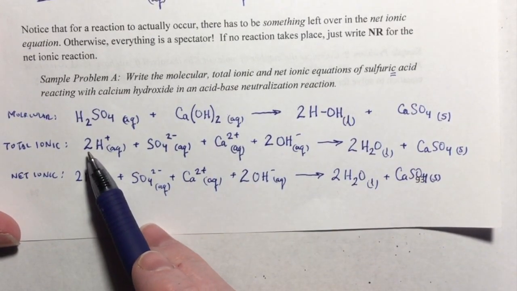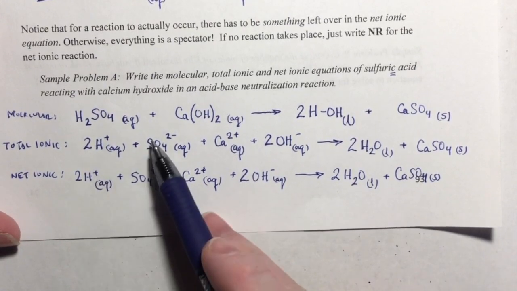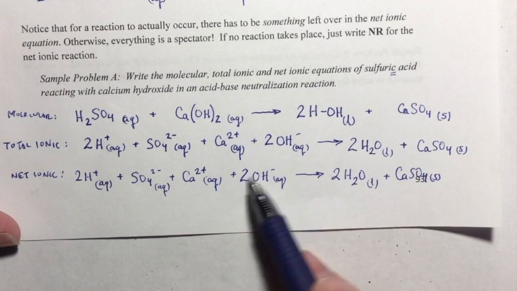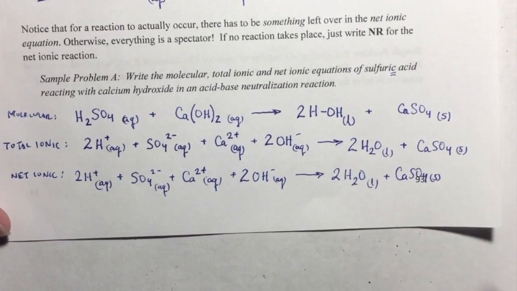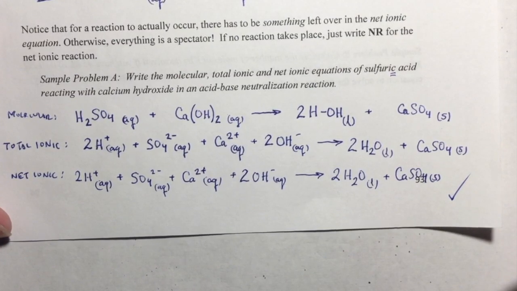Now I want to make sure that every time I had a coefficient up here, that I brought that down. 2, 1, 1, 2, 2, 1. All right, it looks good. And there is my net ionic equation.